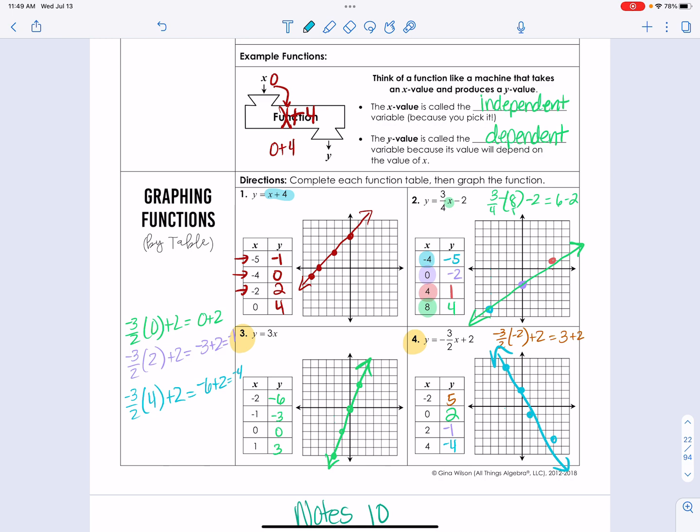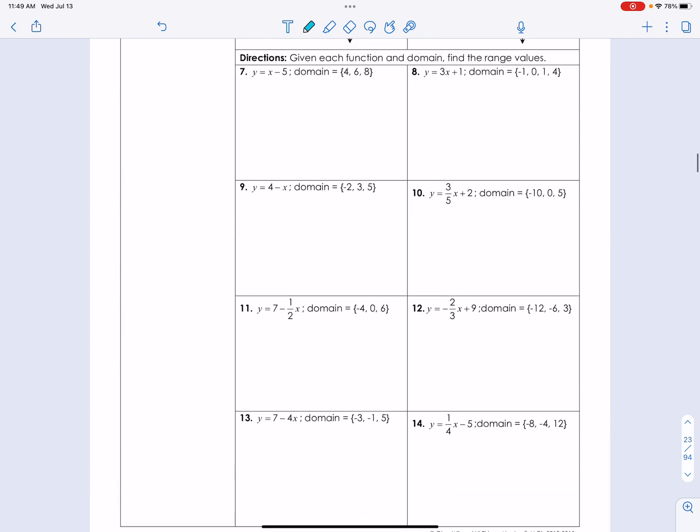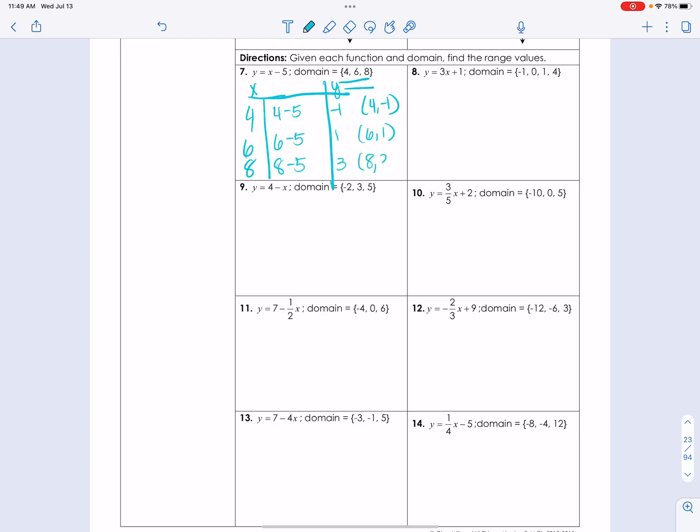All right. So there's some more graphs, but then there are some where they're not even going to ask you to do graphs. So on this, they're giving you the domain. So my x's are 4, 6, and 8. On these, I like to leave a little room. So this is saying 4 minus 5. So then my y is a negative 1. So I have a point at 4, negative 1. And 6 minus 5 is 1. So I have a point at 6, 1. And 8 minus 5 is 3. So I have a point at 8, 3.